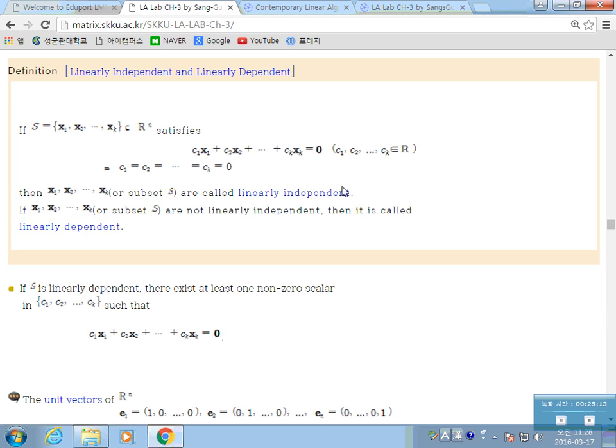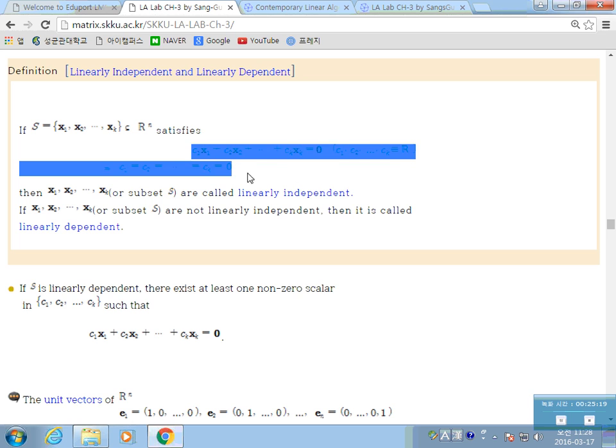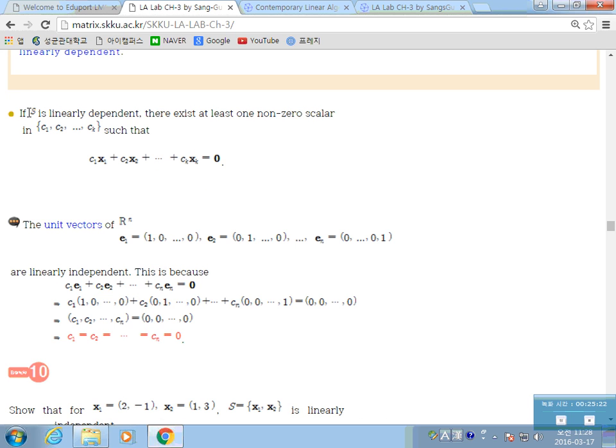So for linear independence, this is what you have to show: let the linear combination of those vectors be zero and show all the ci's are zero. If S is linearly dependent, then there exists at least one non-zero scalar that satisfies this. Some of the ci's are not zero. At least one non-zero scalar exists that satisfies this.